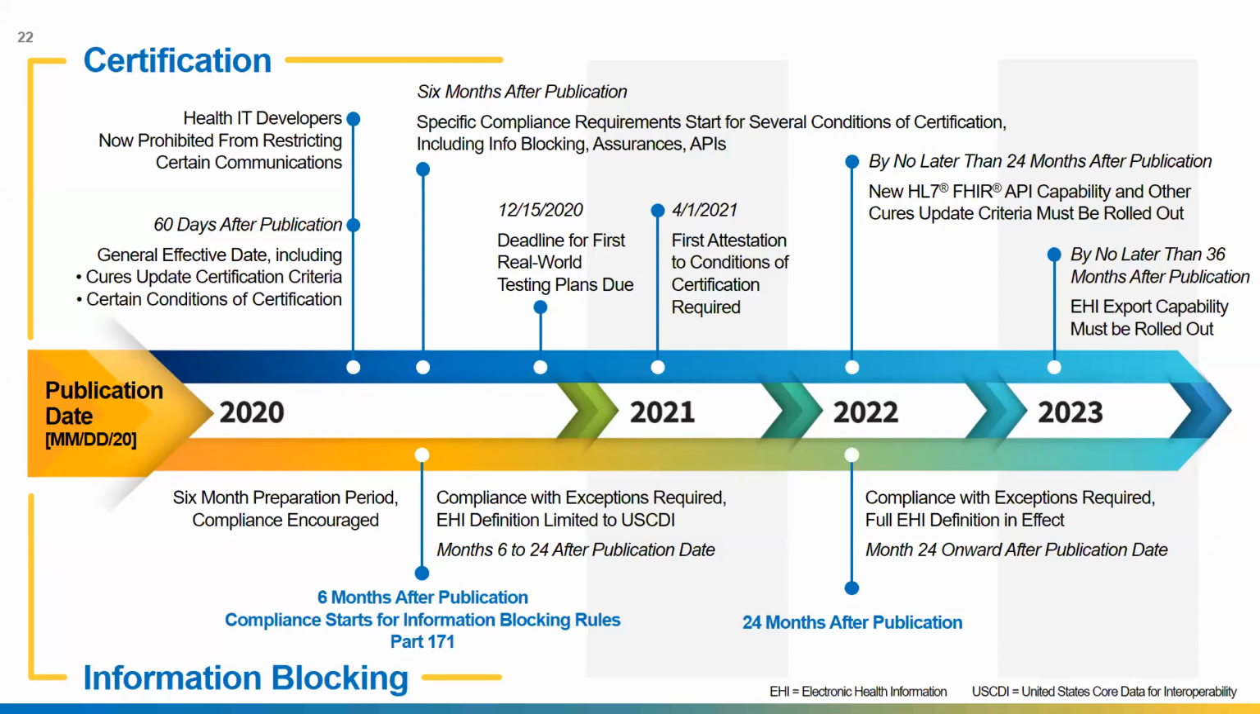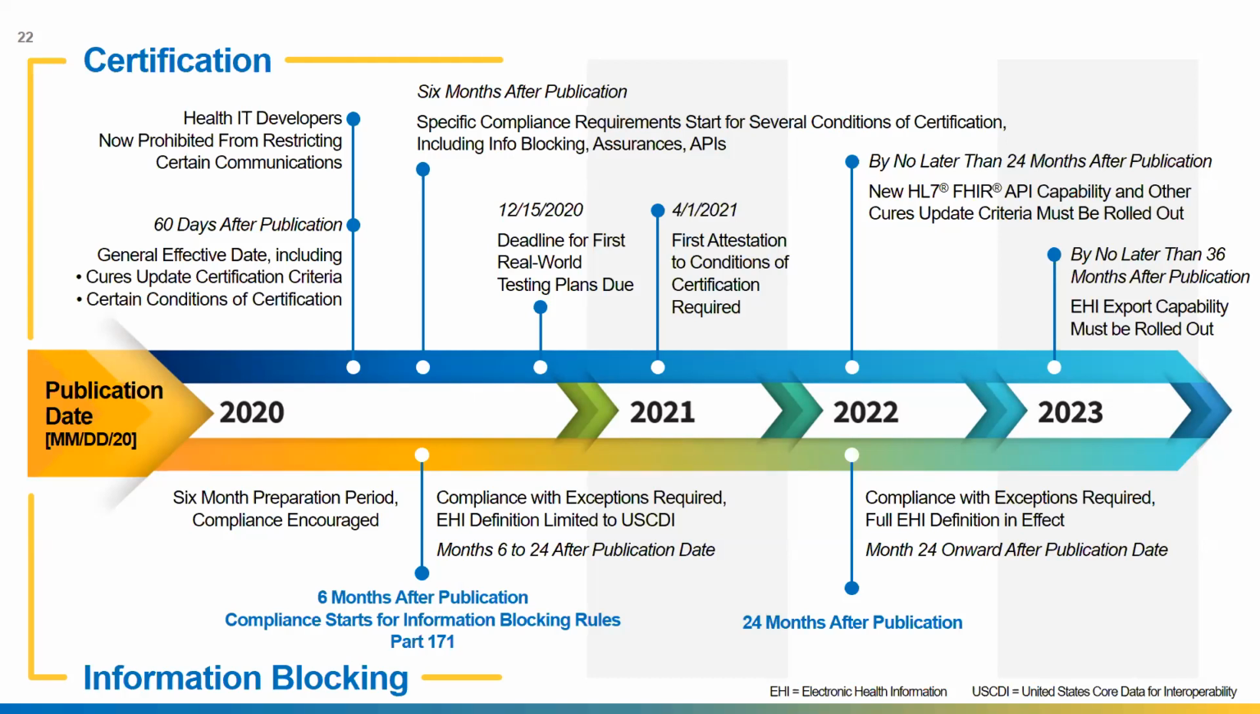At the 6-month mark, there are requirements for the information blocking rules, and then some compliance for some of the other conditions of certification, documentation for APIs, assurances, and so forth. The end of the year, 12/15, is the deadline for the first real-world testing plans that come due. And of course, the results for those plans would be submitted not in March 15th of 2021, but March 15th of 2022.